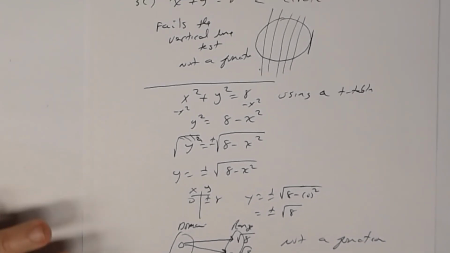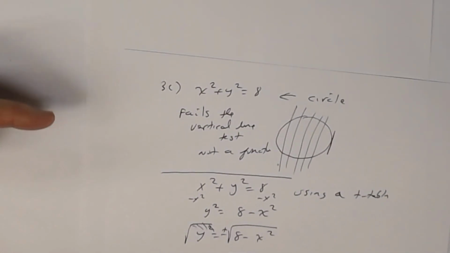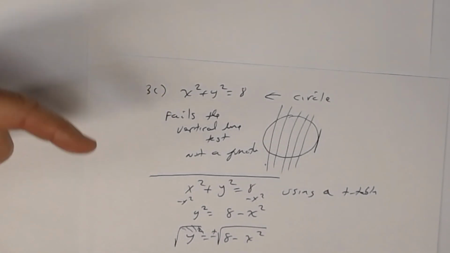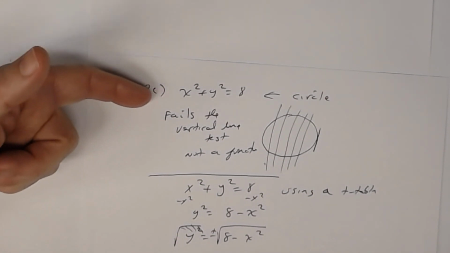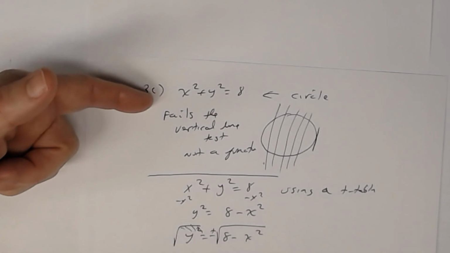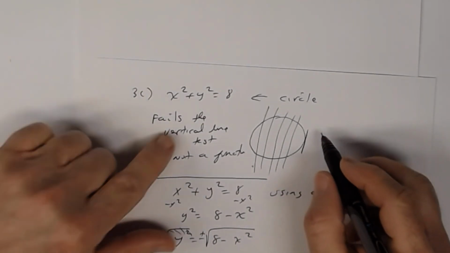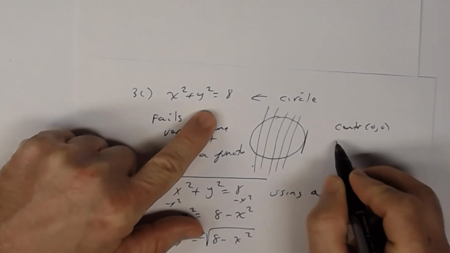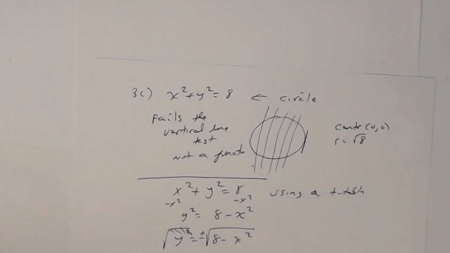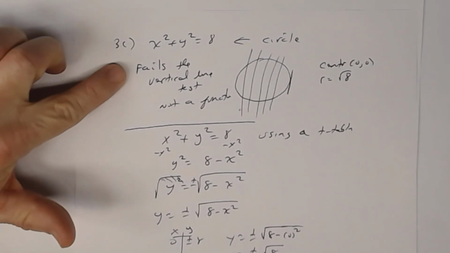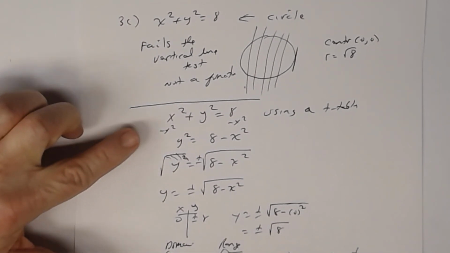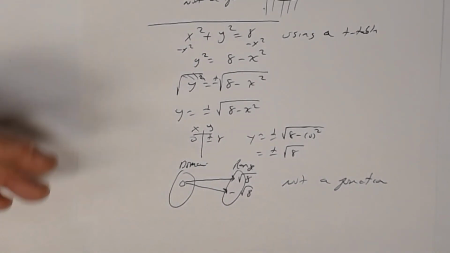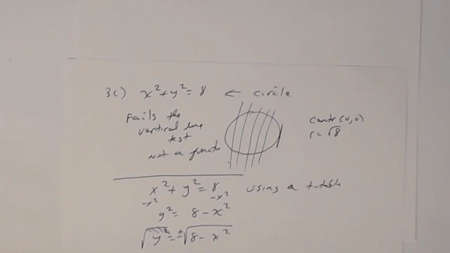All right. But the way I intended you to do this problem was to notice that this equation is a circle, because you've had enough experience with equations of circles to notice what the equation of a circle looks like. And so remember this: the center is 0, 0 here. The center is the origin, and the radius is the square root of 8. All right. But either way, it's fine. You can use the idea of the graph, or you can look at the equation using a t-table, and then see what you get from there to determine whether it's a function or not.